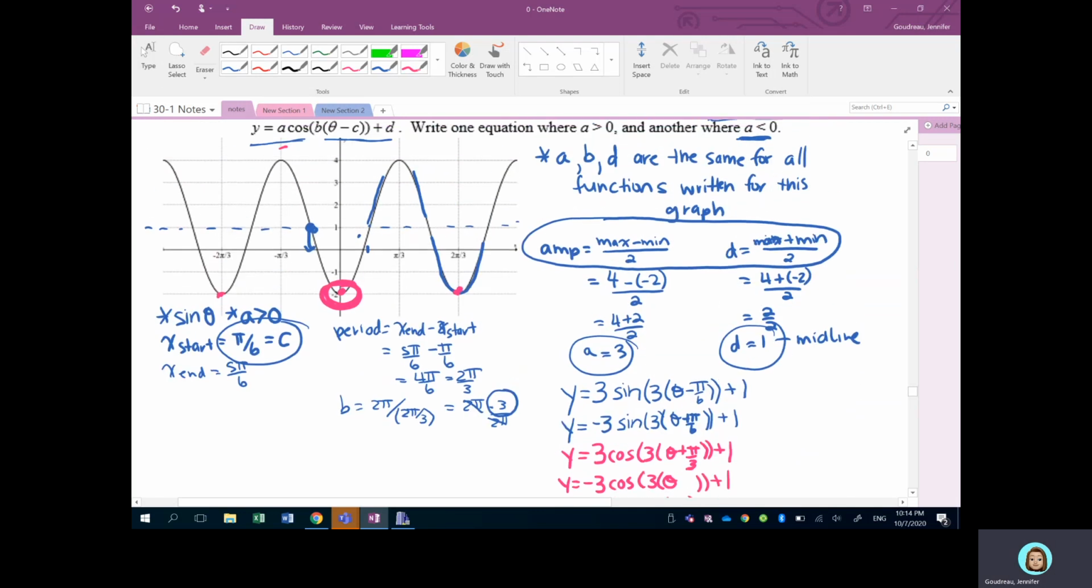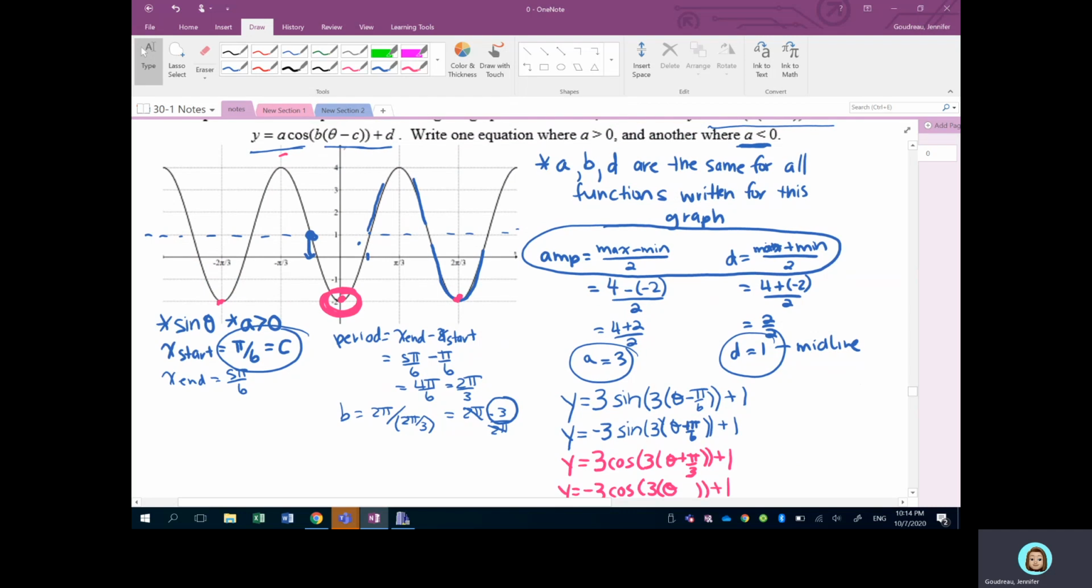Now, we used sine to start. We could have easily started with the cosine. I do just want to show you that we could have found the period using cosine as well. So if we decided to start with that instead of looking at the sine function, we would still do the x end minus x start. So if I chose this maximum point to start at, let's just erase some of this stuff. Here's one complete cycle of cosine.